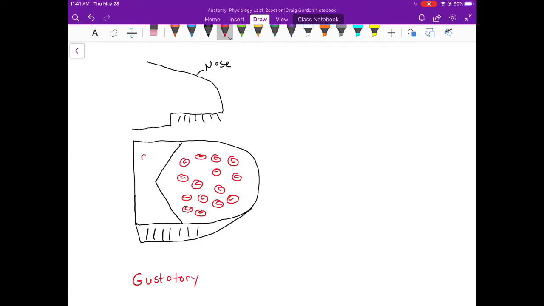Now, there are a couple of them in the back of the tongue, but there's not as many. So this is called, I'm going to put number one over here, fungiform papillae. And these are on the front or the anterior two-thirds of the tongue. Right, and these are, you know, where your taste buds are located.